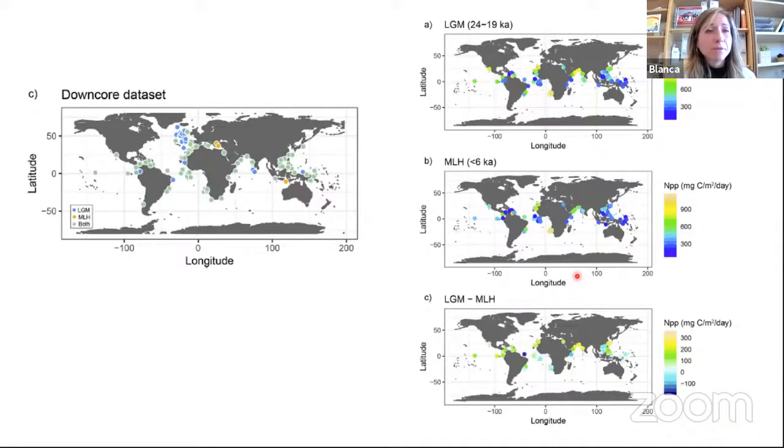Afterwards, we used Florisphaera profunda abundances from 94 sediment cores covering the last glacial maximum, from approximately 22 kiloyears, but also some of them cover the mid to late Holocene period, which is the last 6,000 years. With this, we wanted to apply our calibration model and track the past abundance of Florisphaera profunda and reconstruct net primary productivity variations. These reconstructions, here you can see the results, show that net primary productivity was higher during the last glacial maximum compared to the mid to late Holocene at low latitudes, increasing carbon fixation and possibly impacting CO2 levels.